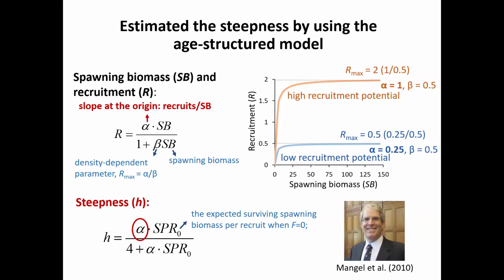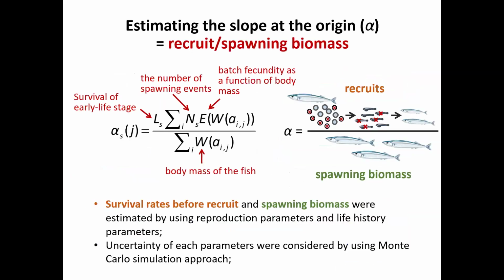So we can use the alpha to get the steepness value by including the SPR0, which is the expected surviving spawning biomass per recruit when there is no fishing effort. Okay, so in detail, as I mentioned before, the recruitment is the relationship between the spawning biomass and the recruits. So we can use this equation to calculate the recruitment and the spawning biomass based on the life history information. In the upper component, we get the survival in the early life stage, and we can get the number of spawning events, and we can understand the fecundity constancy by body mass, and we can get the alpha value for each population.